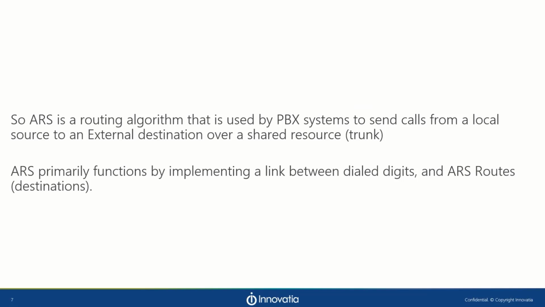So, putting it all together now, ARS routing is an algorithm that is used to route calls from a local PBX system to some kind of external destination. It does this primarily by matching a specific string of digits to a specific ARS route. And normally these ARS routes are tied to trunks, which are, again, those communication pathways between one business and another.